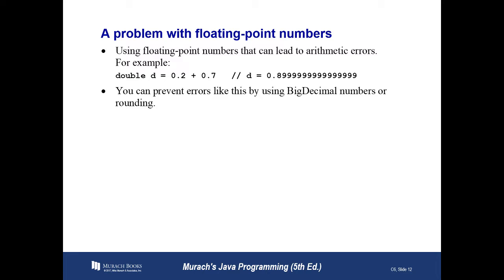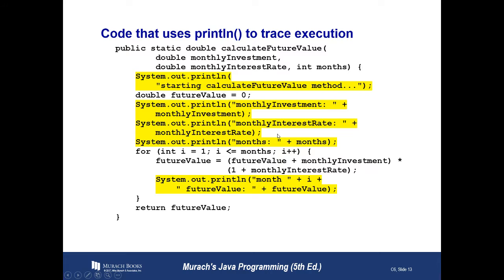Whenever we use floating point numbers like doubles, we have to remember that we can have arithmetic errors like this one, where we end up with this never-ending floating point number, and we can use our BigDecimal class to avoid those kinds of problems.